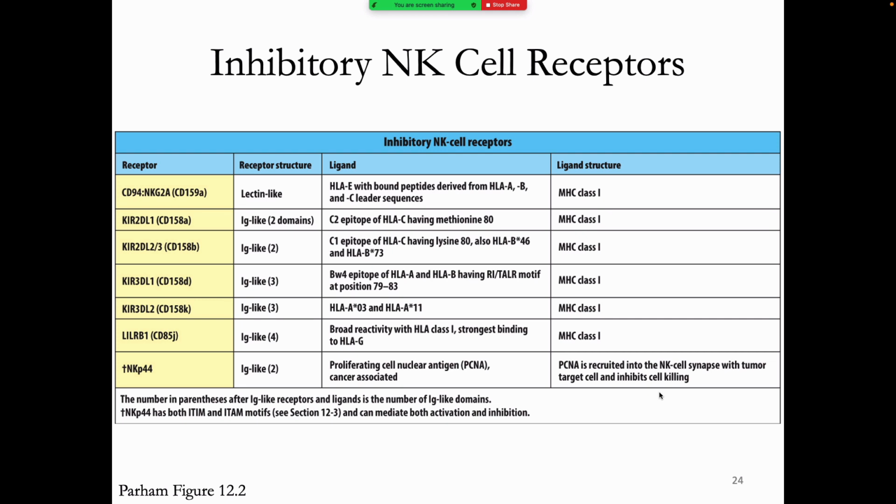So the majority of the NK inhibitory receptors bind MHC class 1. And the idea is this is how we actually sort of detect missing self, is that if we have proper self-MHC, we inhibit NK cells, we turn them off.